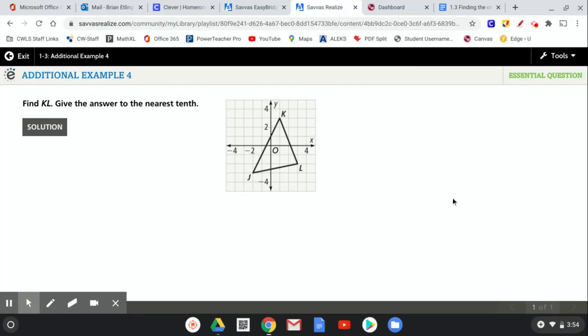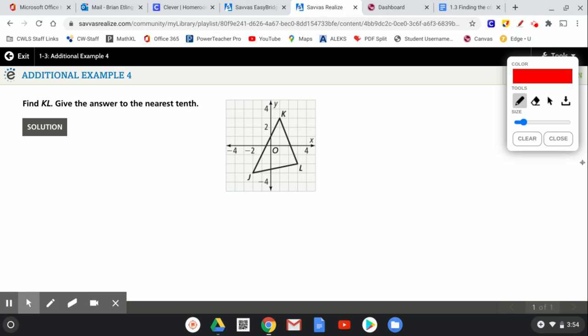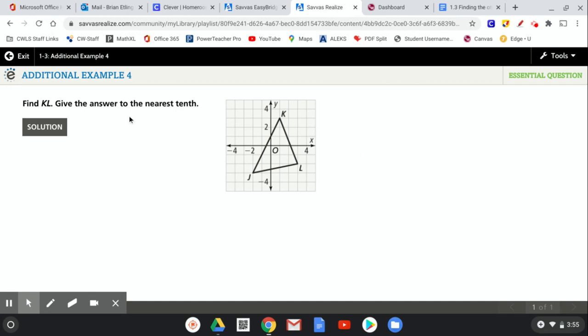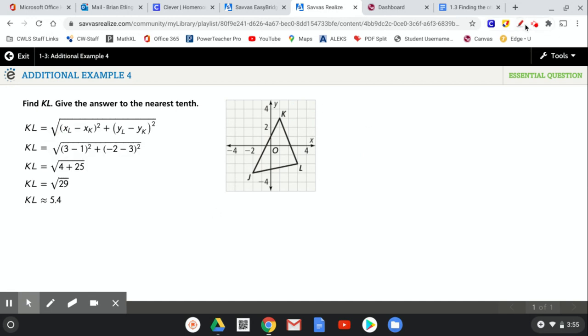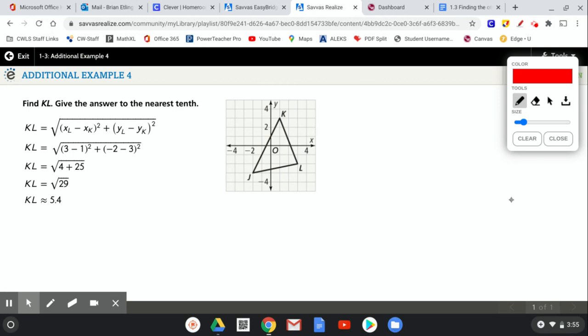When we're doing this, all we have to do is first find the coordinates of K and L. So when we're finding the coordinates, we just have to count over and up. K is going to be at 1, 3, and L is going to be at 3, -2. So those are our coordinates for K and L. Now, we have the solution here. And what they're doing again is that we have those little subscripts of L and K, and it looks a little bit funky. That's okay. They're just referring to that coordinate.